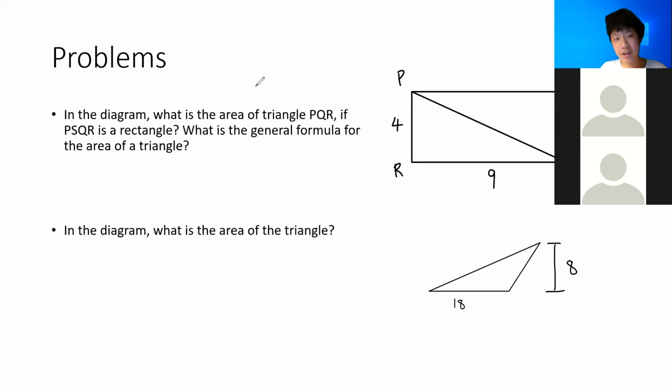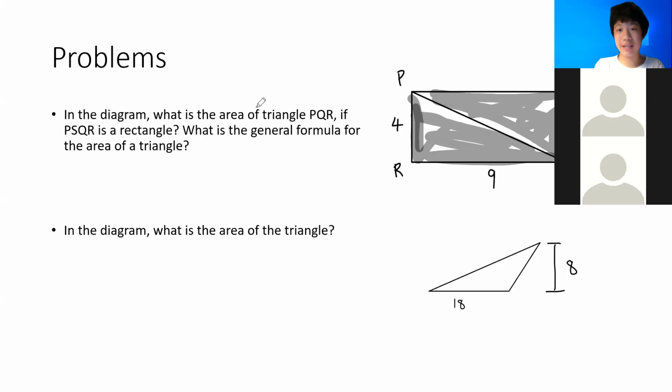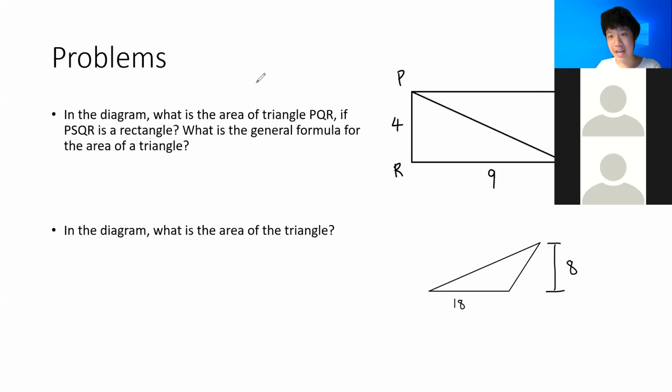I haven't taught you the formula for the area of a triangle. So how would you solve this problem if you only have the formula for the area of a rectangle? Well, if you observe here, this line cuts the rectangle in half, right? Because we have this area right here that is the same as this area right here. So the line through the middle is cutting the area of the rectangle in half.